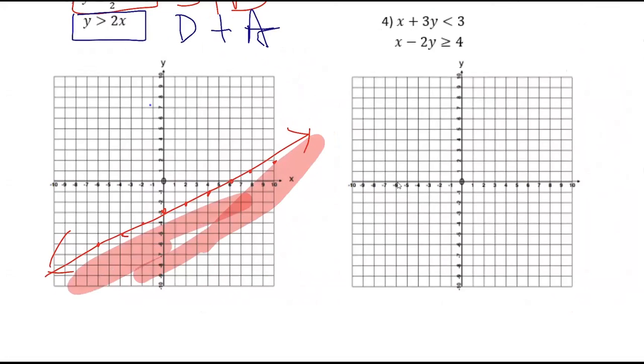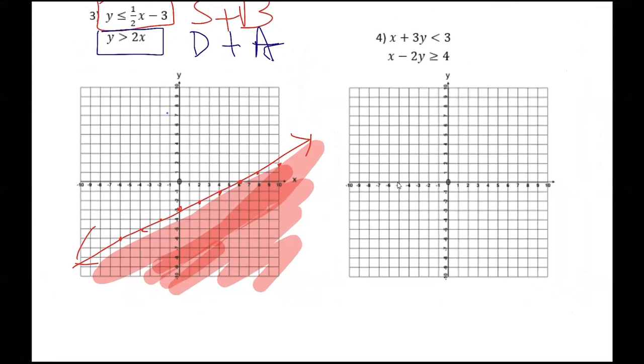Oh, hit it. Go away. All right, good enough. And then our next one's going to be a dashed line at 2x. So that's really like a y-intercept of 0. So up 2 over 1. Let's go the other way a little bit.